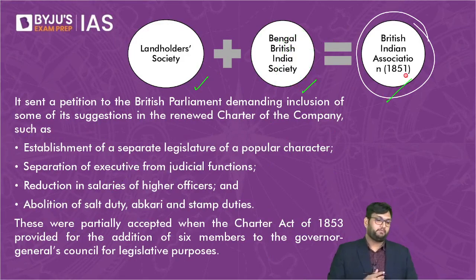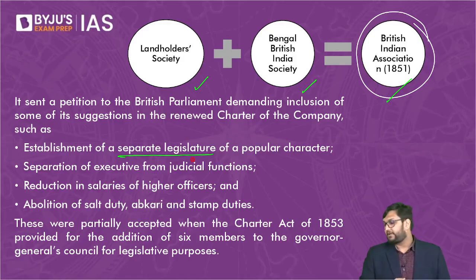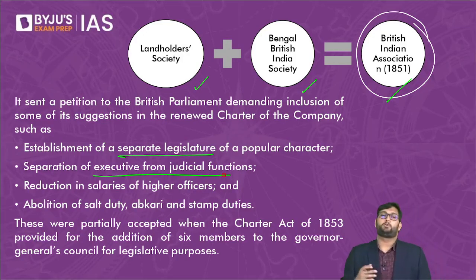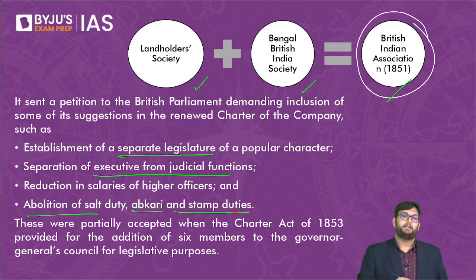Their basic suggestions and basic plea to the British would be that you give us a separate legislature of popular character, because at least that way they could get entry into the legislature. Separate executive from judicial functions, again, so that they can get employment. It's all about their employment. Reduction in the salary of higher officers so that it could be open to the Indians. Abolition of salt duty, abkari, and the stamp duties. Abkari means customs.